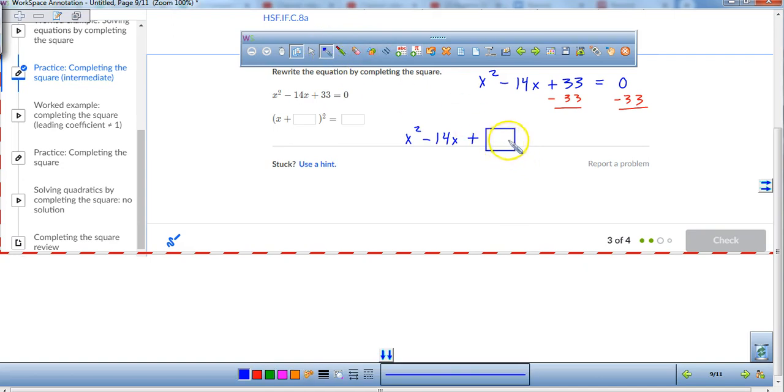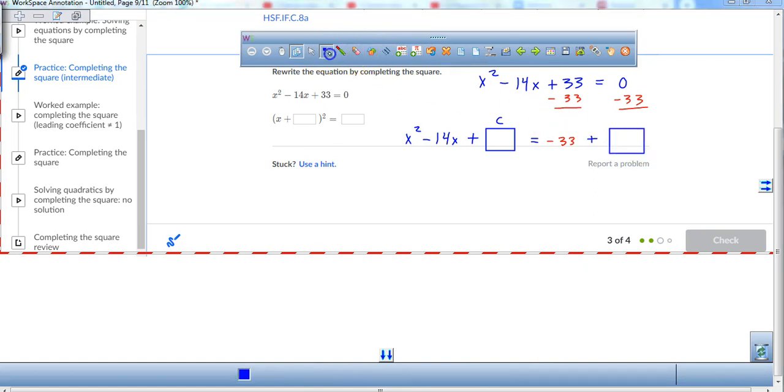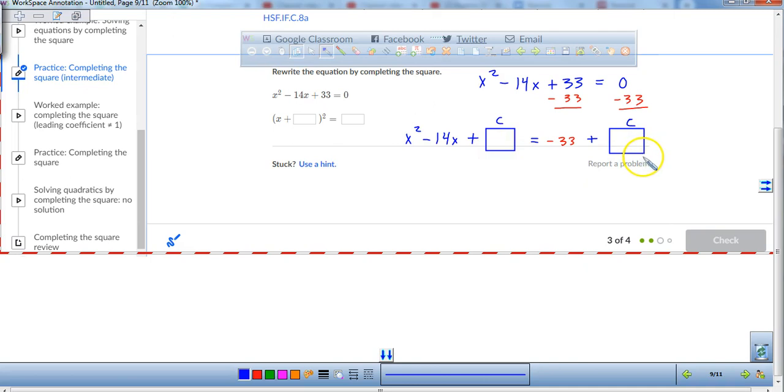Alright, we're going to complete the square. We're going to call this our C value. Okay? And that's going to equal negative 33. And I'm going to put a plus sign and then another empty box right here, and label that C as well. Because whatever we do to one side of the equation, we have to do the exact same thing to the other side, just to balance the equation, which I know you've probably heard many, many times.